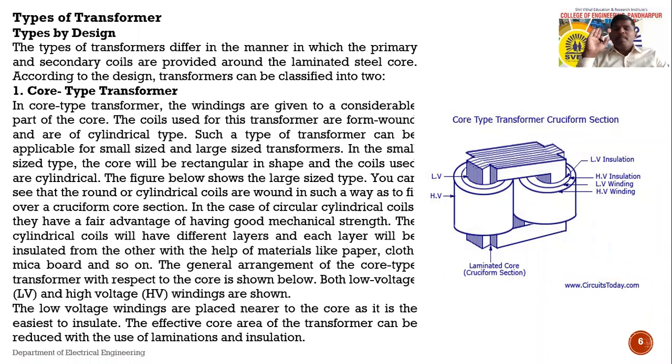Okay, see, in the case of construction, I have told you there are three important parts. In that, the core is the most important part, because it is made up of a magnetic material having a low reluctance property. What is meant by reluctance? Anyone? What is meant by reluctance?